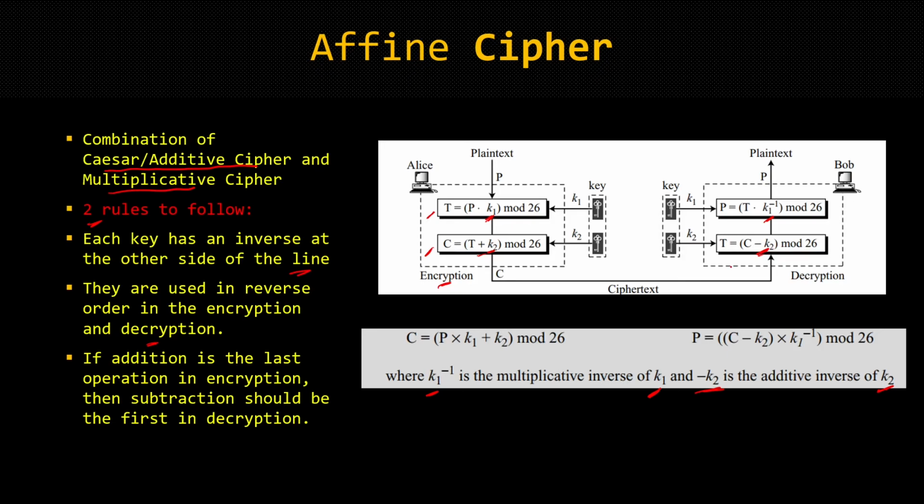So these are the two rules that you need to follow in the affine cipher, and the ciphertext is generated in this manner. From this diagram we see that the plain text goes through a multiplicative cipher using the key K1, and then we add the key K2, then we mod it with 26. But for plain text generation from the ciphertext, since the order is reversed, we use the additive inverse minus K2 and use the Caesar cipher first, and then we use the multiplicative cipher. Then we mod it with 26. So this is how the affine cipher works.